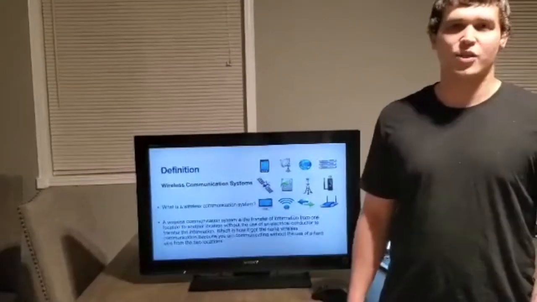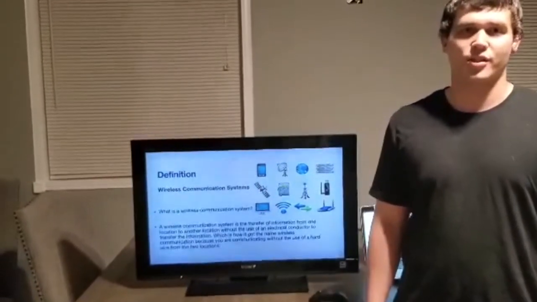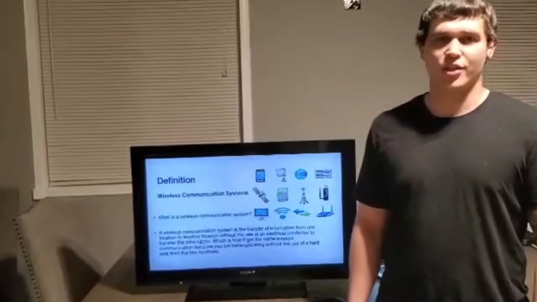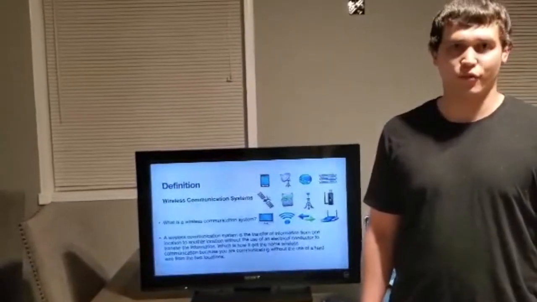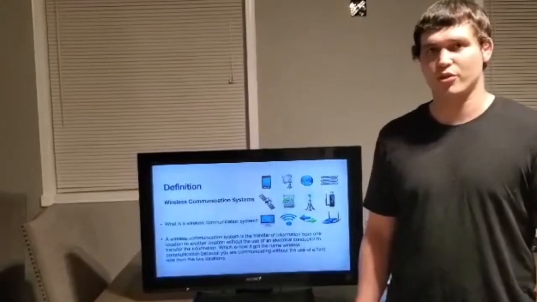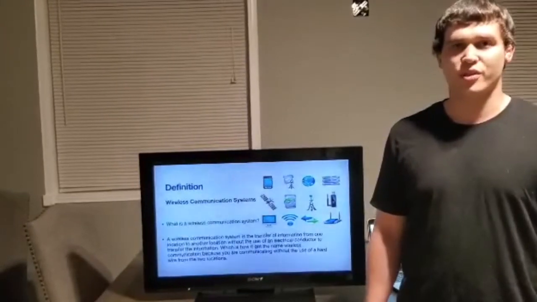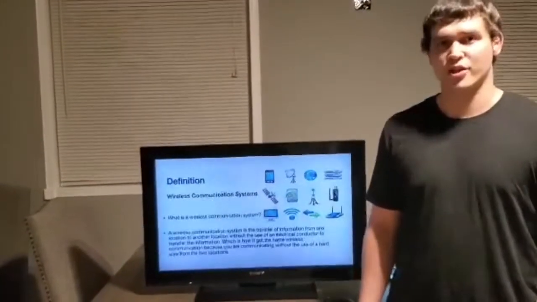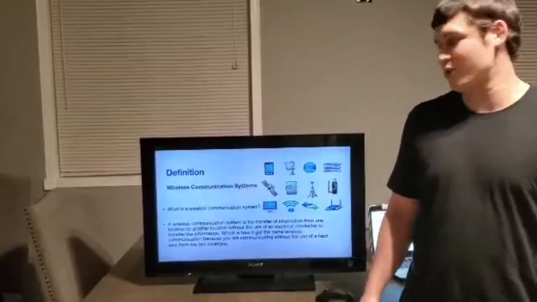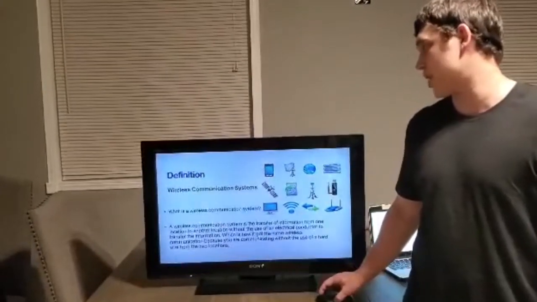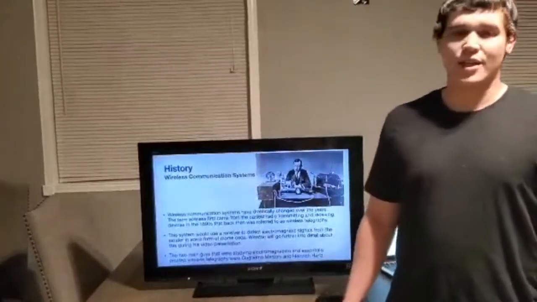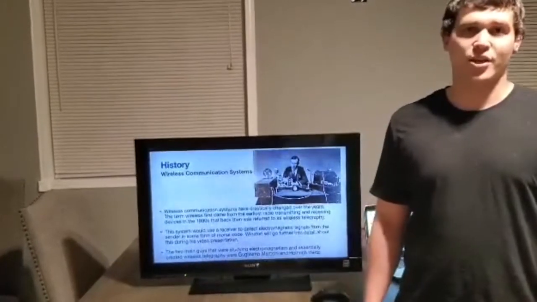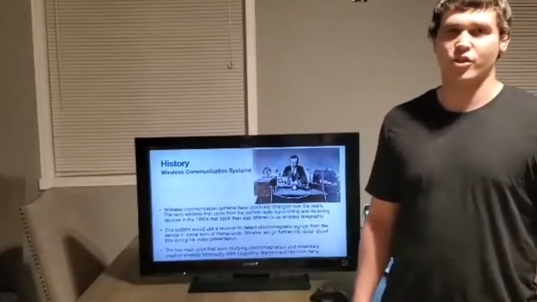So some might ask, what is a wireless communication system? A wireless communication system is the transfer of information from one location to another location without the use of an electrical conductor to transfer this information. That's how the name wireless communication came to be. So in history, wireless communication has drastically changed.